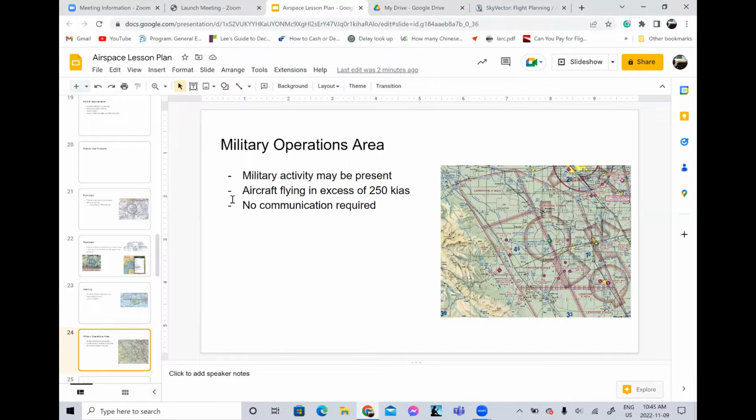The next one we're going to talk about is the military operations area. It's similar to a warning area, except there is no live fire. As a VFR pilot, you are allowed to fly through a MOA without even talking to anyone. Some hazards you'll find inside the MOA are military aircraft, which are much faster, usually flying in excess of 250 knots.